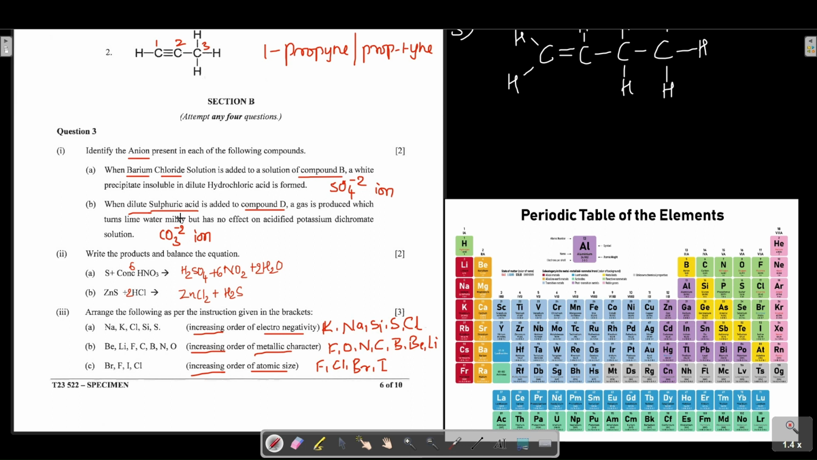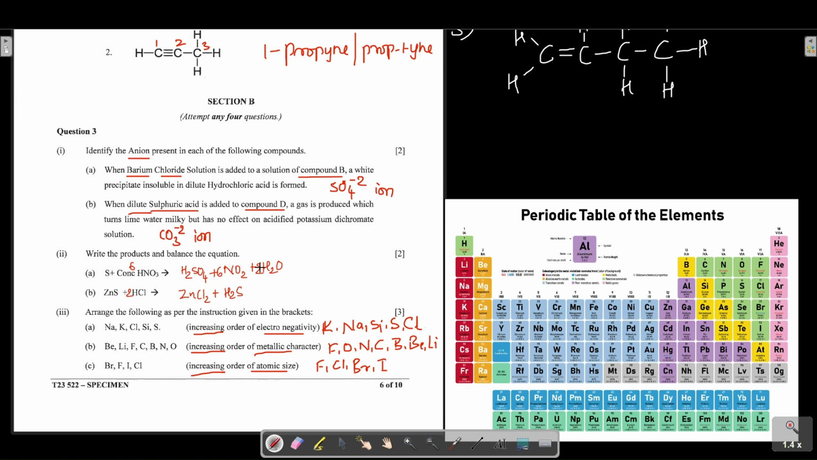When dilute sulfuric acid is added to compound D, a gas is produced which turns lime water milky but has no effect on acidified potassium dichromate. We know it is CO2. So if CO2 is coming with an acid reacting with some substance, that substance should contain the carbonate. Compound D, therefore, is carbonate anion, CO3 2-. Anion is negatively charged ion.